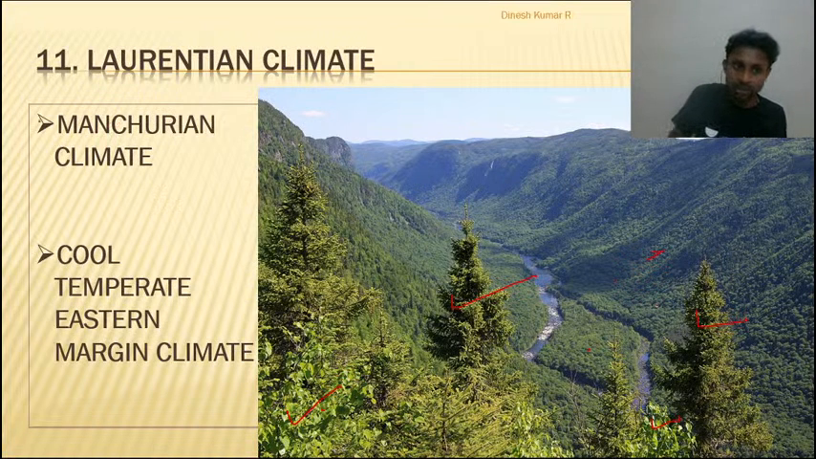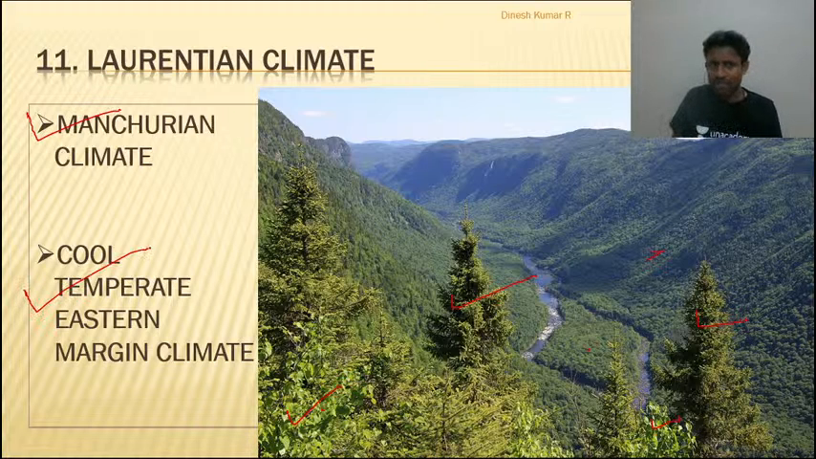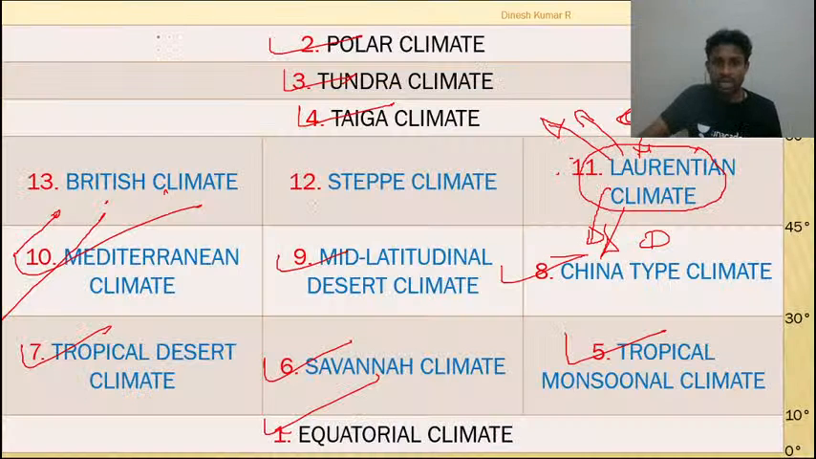The other name for them is they are also known as Manchurian climate. It is also referred to as cool temperate eastern margin climate. These are different names for the Laurasian climate. Okay, next one, this is steppe.